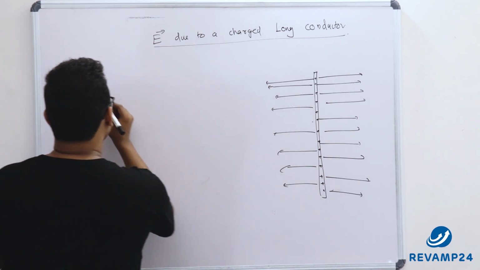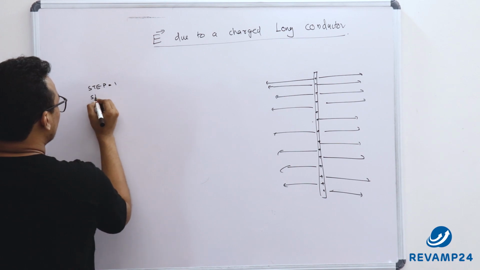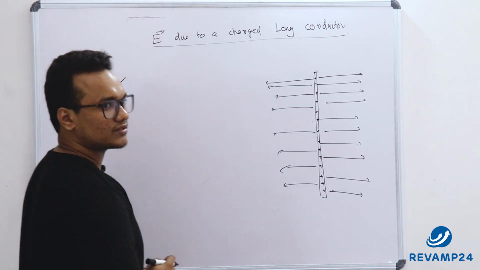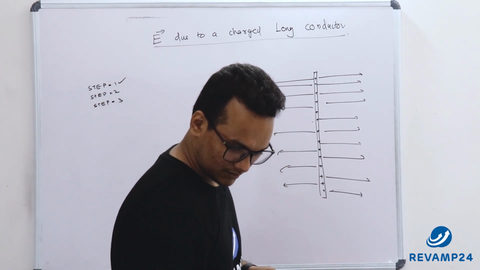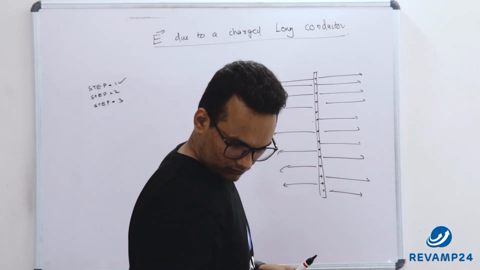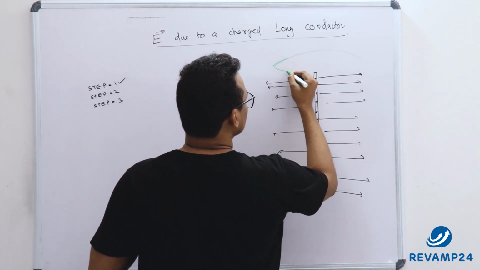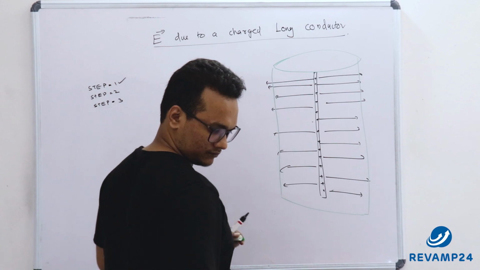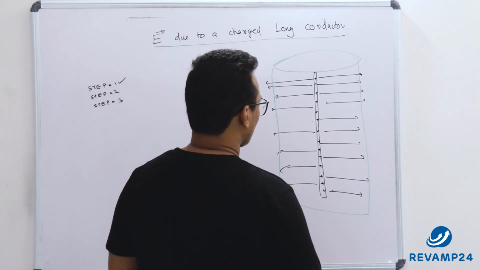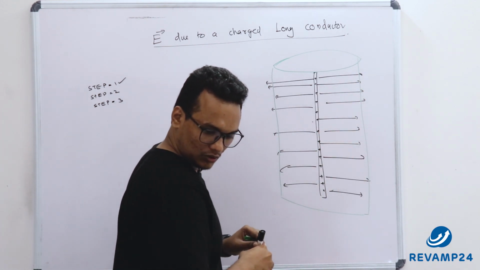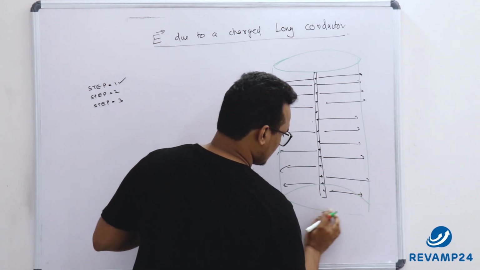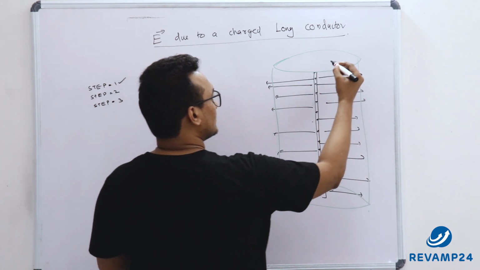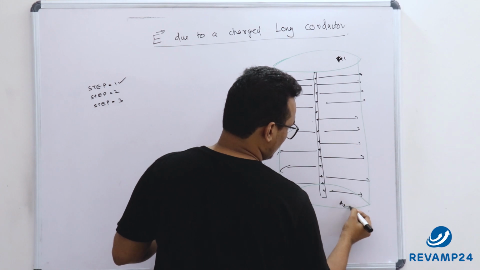How do we apply Gauss's theorem? There are three steps: step one, step two, and step three. First, step one: we need a Gaussian surface. So I am going to consider a Gaussian surface in this way. Now see, how many surfaces does it have? It has three surfaces: area 1, area 2, and area 3.